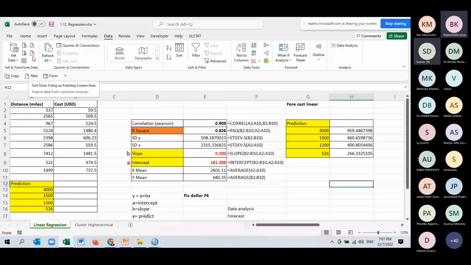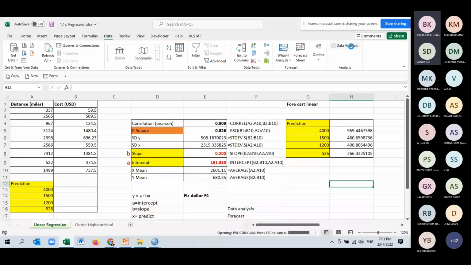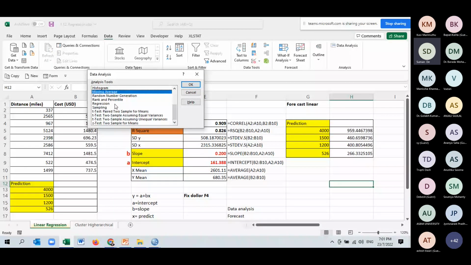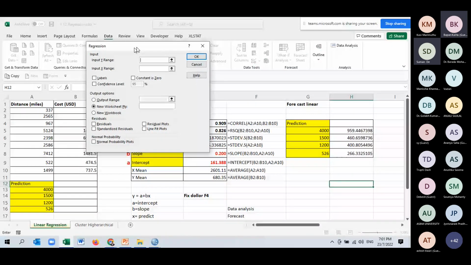Okay, no worry. So click on Data, the sixth menu. Click Data Analysis. When you click Data Analysis, a couple of menus have come. A couple of statistical tests have come from the analysis tools, wherein you have to identify Regression. Click OK. Click Regression, and you will get this window.